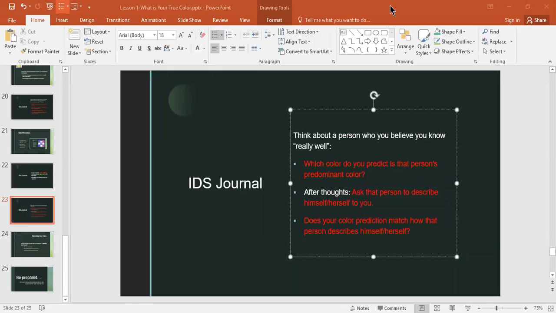No, the person does not have to be in this class. It could literally be a parent. It could be a sibling. It could be an aunt and uncle. It could be anyone. Someone you think you know really well. I don't have to know them.